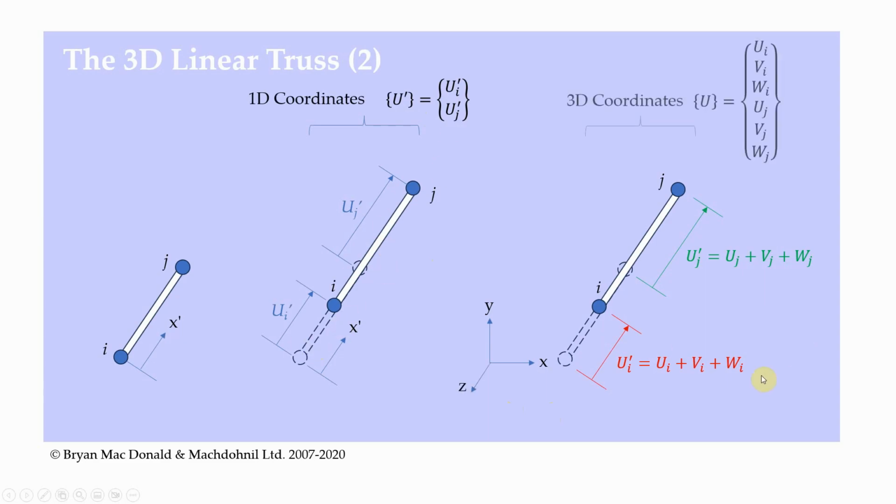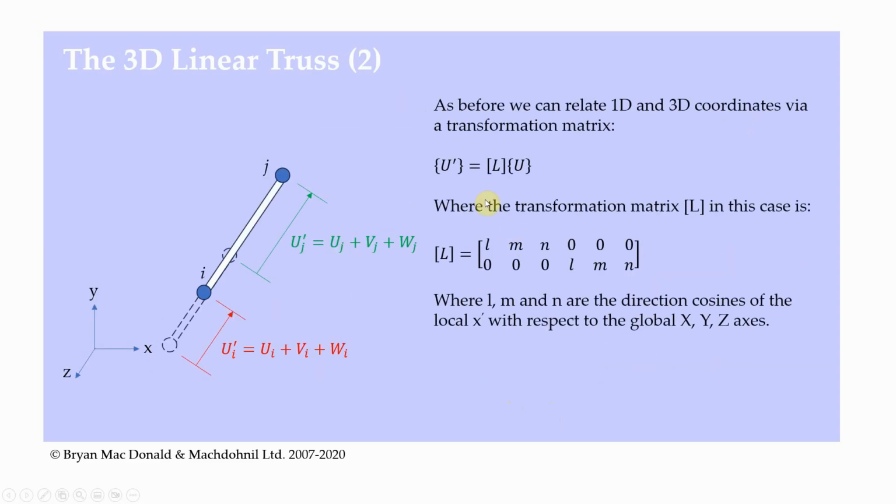And in 3-dimensional coordinates, we're going to say the deflection of the element is going to be the deflection of node i in the x, y, and z directions, and node j in the x, y, and z directions. We're going to try and relate this to this, doing exactly the same thing as before, using a transformation matrix. So we can relate 1D and 3D coordinates via a transformation matrix: u dash is equal to L times u.